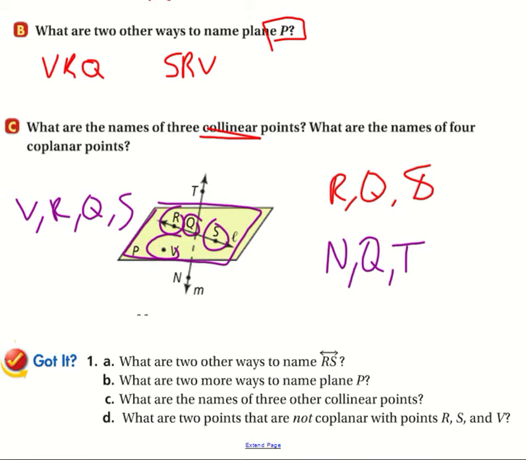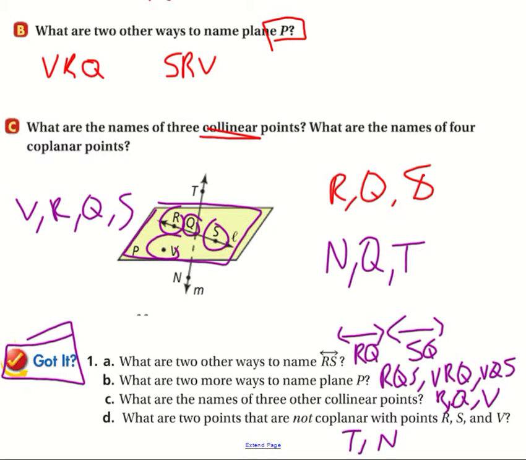So there you have it. So what I'd like you to do now is pause the video, answer these next 4 questions down here at the bottom at the got it. What are 2 other ways to name RS? What are 2 more ways to name plane P? What are the names of 3 collinear points? And what are 2 points that are not coplanar with points R, S, and V? When you finish that, you can play the video.